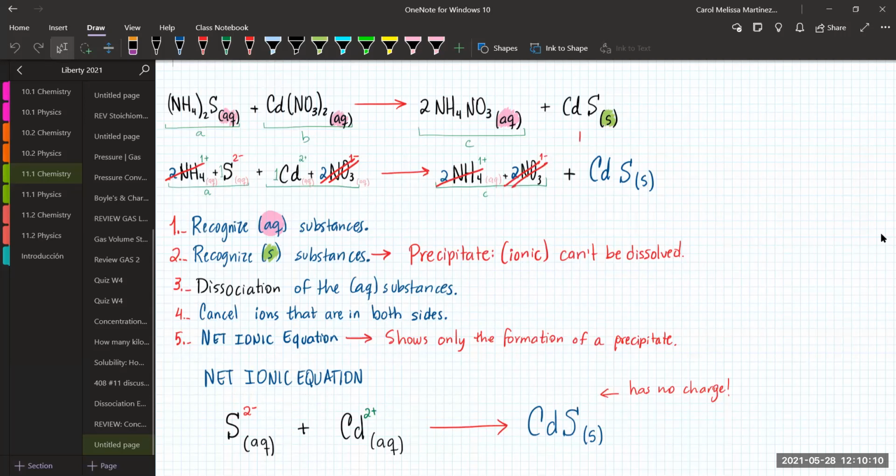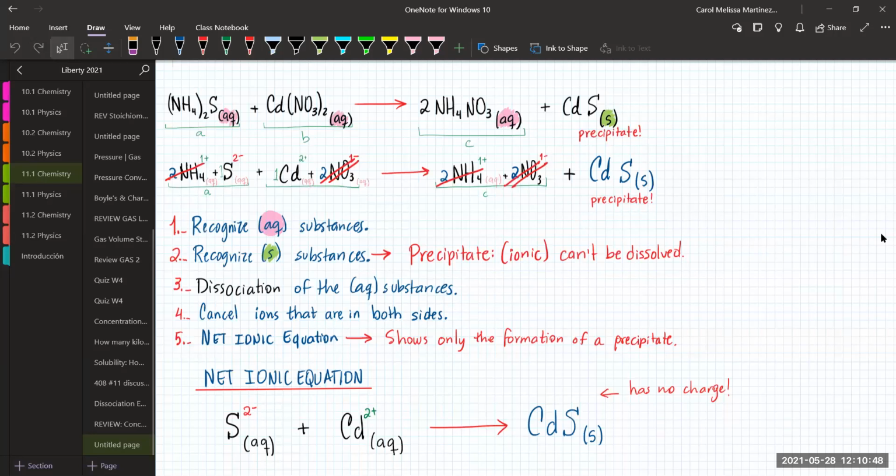Recognizing the solid, recognizing the precipitate is one very important part of the procedure. So you have to indicate the precipitate. Remember, precipitates cannot be dissolved. So you do all the process, and in the end, all you have left is what we know as the net ionic equation. The purpose of it is to show only the formation of the solid, the precipitate, the substance that cannot be dissolved in water.